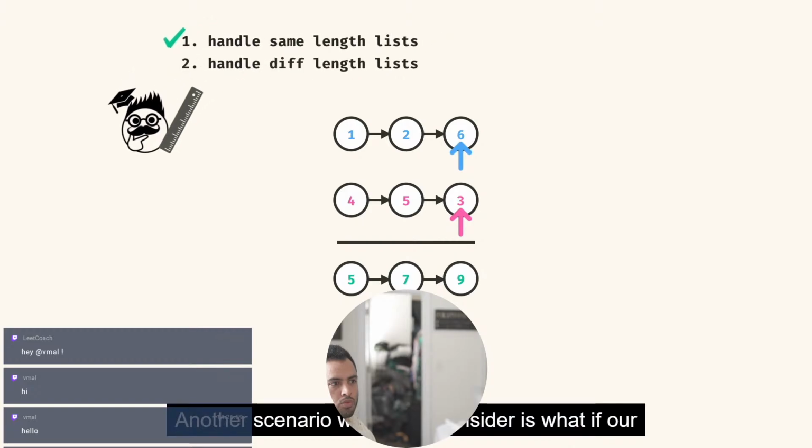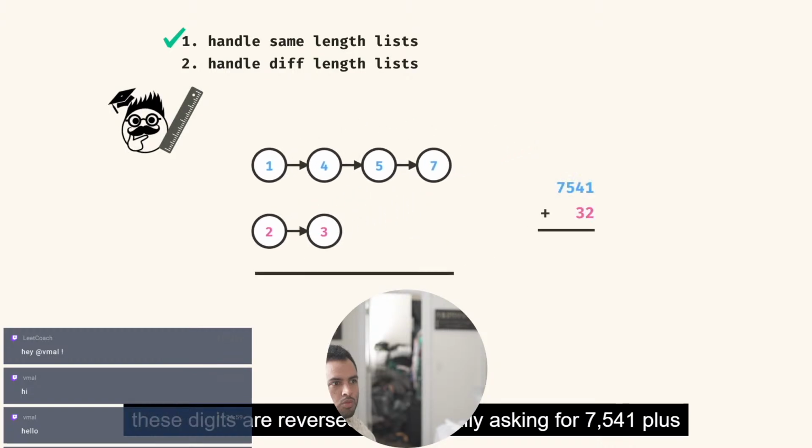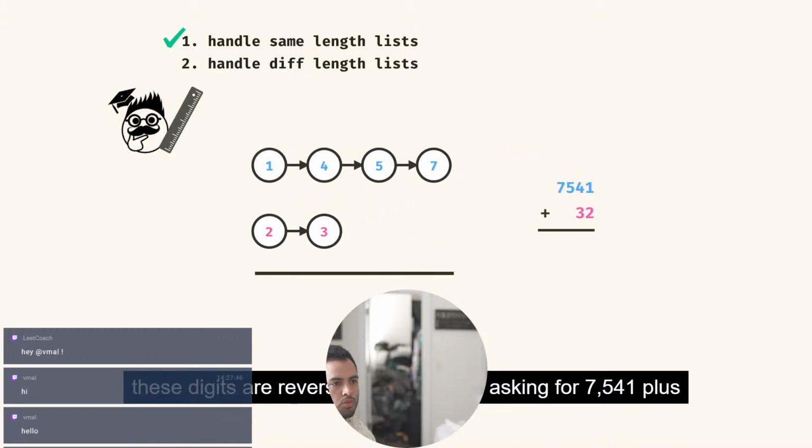Another scenario we should consider is what if our linked lists contained a different number of nodes? So let's say I had a different example, and I had inputs such that maybe the first list has 4 digits and the second list only has 2 digits. So let's write the regular math on the side. Recall that these digits are reversed, so I'm really asking for 7,541 plus 32.